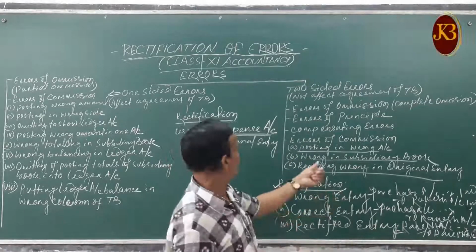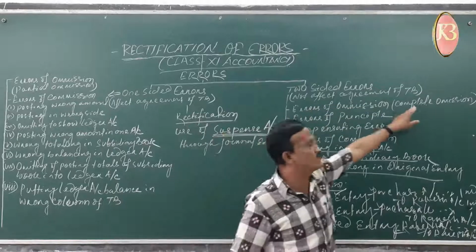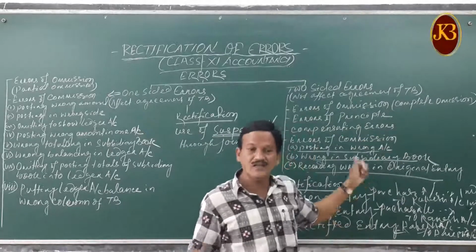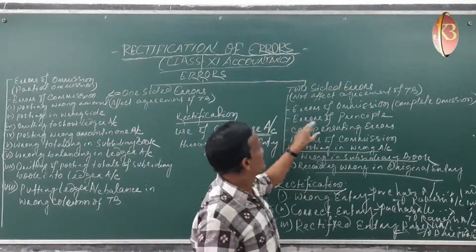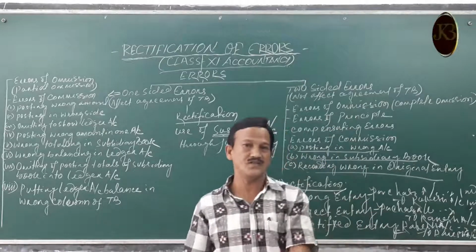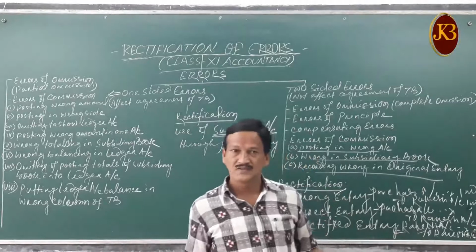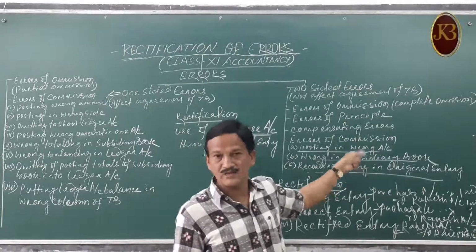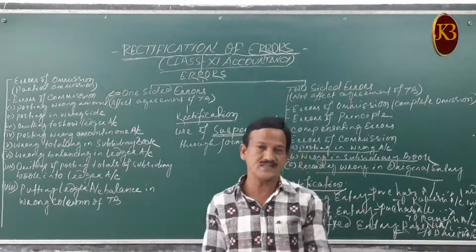So this is the procedure for rectification of two-sided errors. All the two-sided errors you found in the errors of omission: if it is complete omission, make the rectifying entry, only record it. Omitted, record it, rectify. Errors of principle: capital expenditure has been treated as revenue expenditure, purchase of furniture is treated as purchase of goods. So purchases account debited, furniture account debited to purchases account, that is rectified.